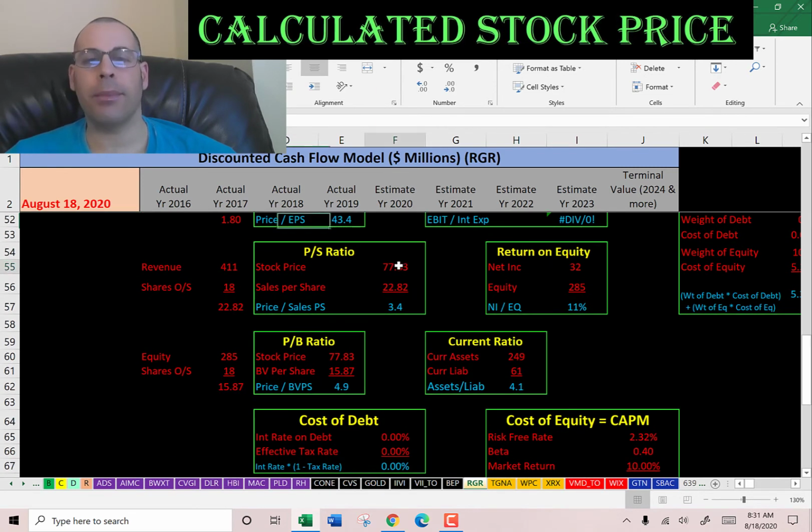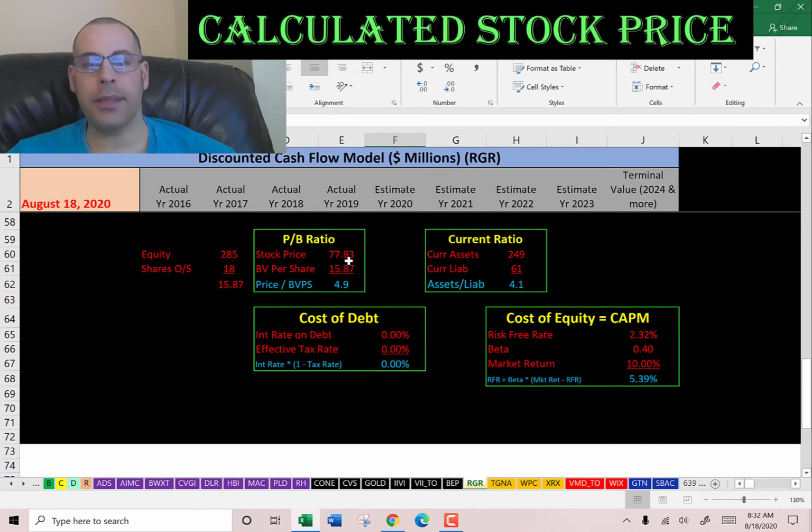Price to sales is stock price over sales per share. To calculate sales per share, that's revenue over shares outstanding. They're at 3.4. I like to see below 2.5. So investors are paying $3.40 for $1 of revenue. Price to book is stock price over book value per share. To calculate book value per share, that's equity over shares outstanding. I like to see below 3.5. They're at 5. So investors are paying $5 for $1 of book value.